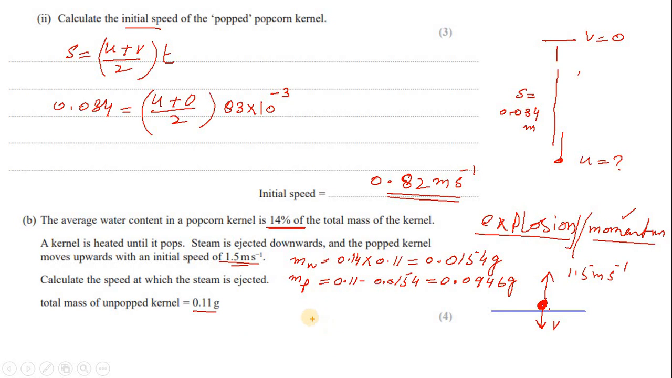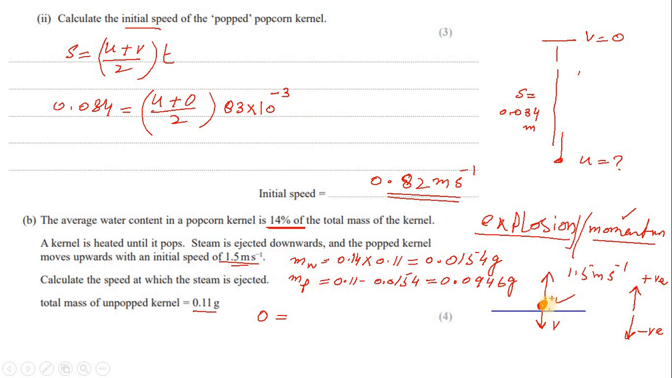So you know that momentum before explosion is always zero in this case, because both the particles, steam or water content, before popping, are at rest. So momentum before collision is 0, equal to the sum of the momentum after collision. So I am considering upward direction as positive. That means something moving down will be taken as negative direction.